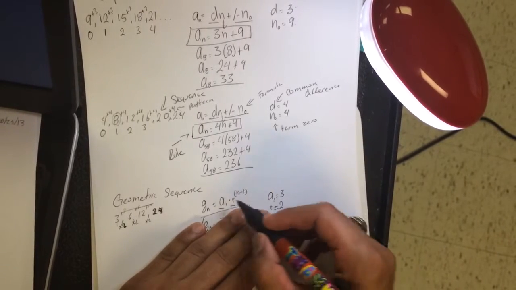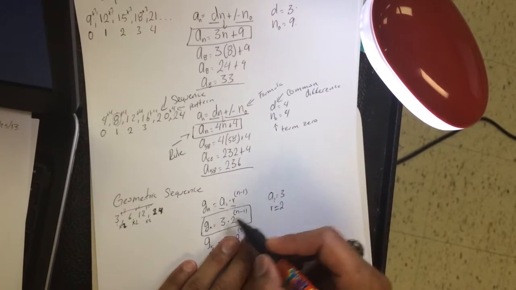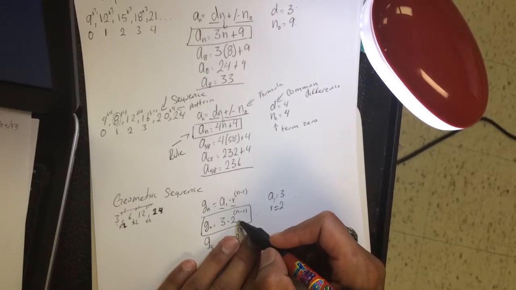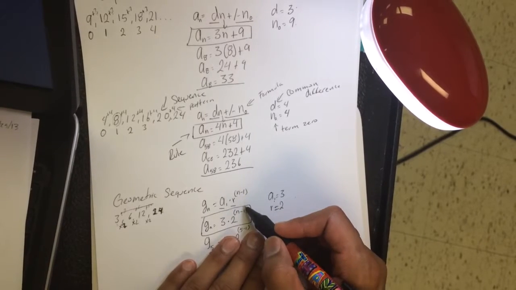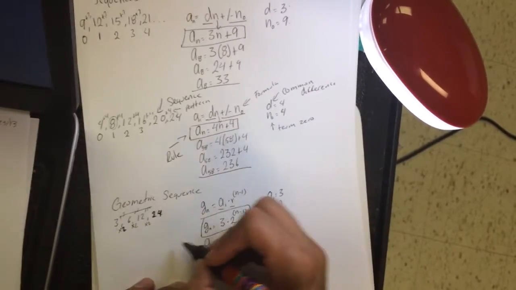Now that we have these two, we can plug them in here. So we did that. We put 3 where a sub 1 is. We put 2 where r is. Do we get that? And we just bring down that n minus 2. That's the rule.